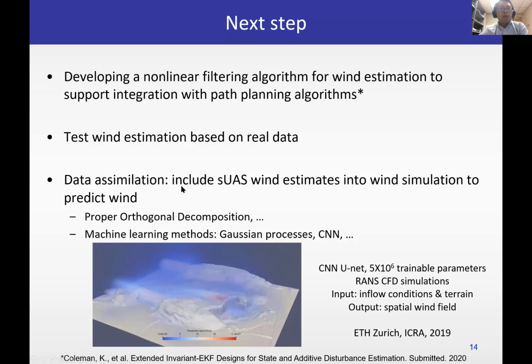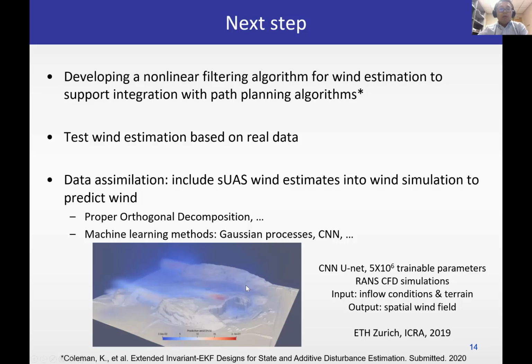The next big step is data assimilation. How do we include sUAS wind measurements so that we can better predict the wind? There are a lot of existing approaches using dynamics such as POD, but recently there's also a lot of interest in machine learning approaches using Gaussian processes and convolutional neural networks. This is one example. This is not from our research, but it's very interesting. Recently from ETH, they used a CNN to predict wind velocities given a lot of training data.